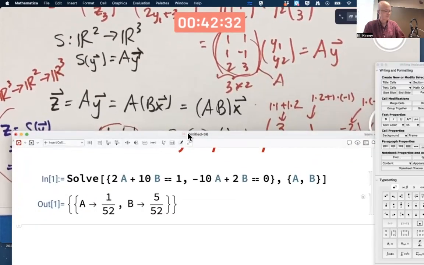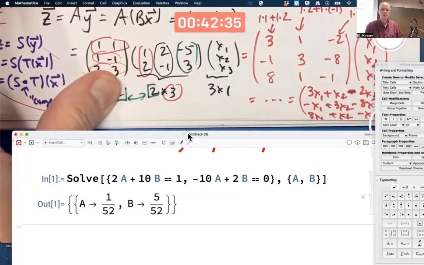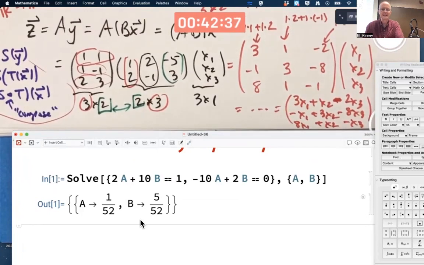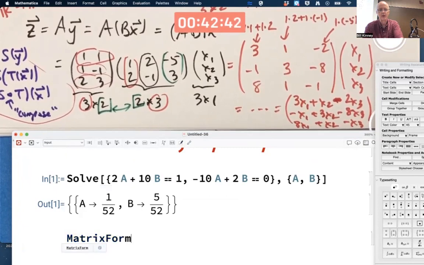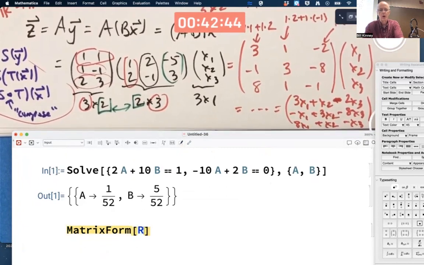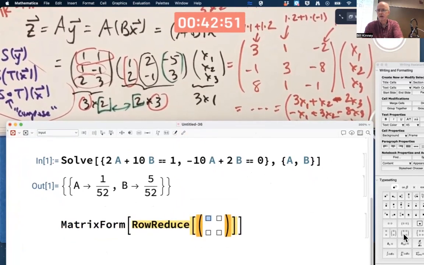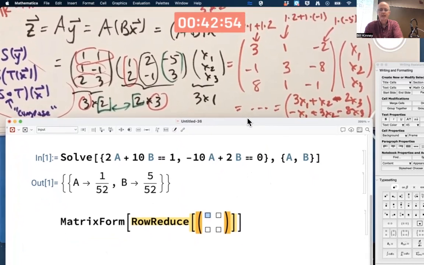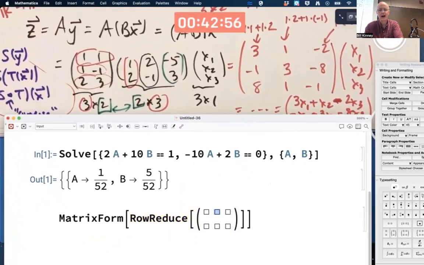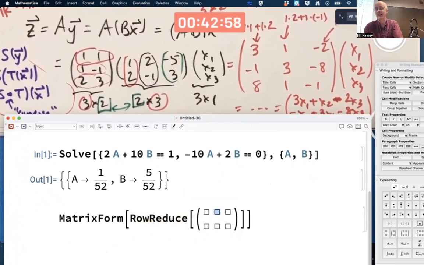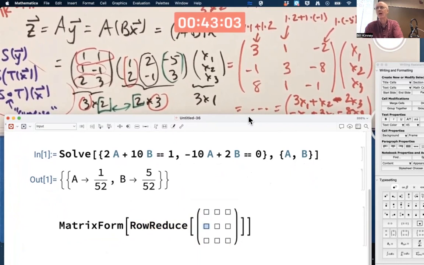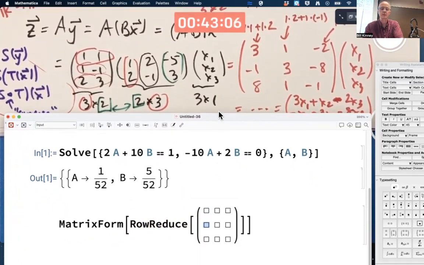In Mathematica, the way to do row operations most nicely and also have your answer look like a matrix is to do matrix form, row reduce. I'm going to type the matrix in here. So I just clicked the matrix button over here on the palette. To add an extra column, do control comma. Comma starts with C, just like column starts with C. To add an extra row, do control return. Return starts with R, just like row starts with R.